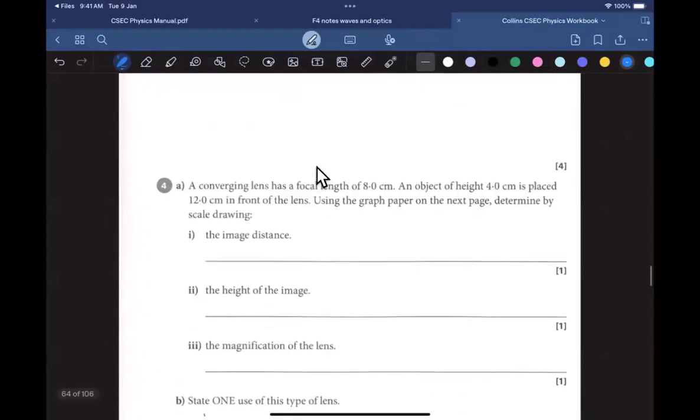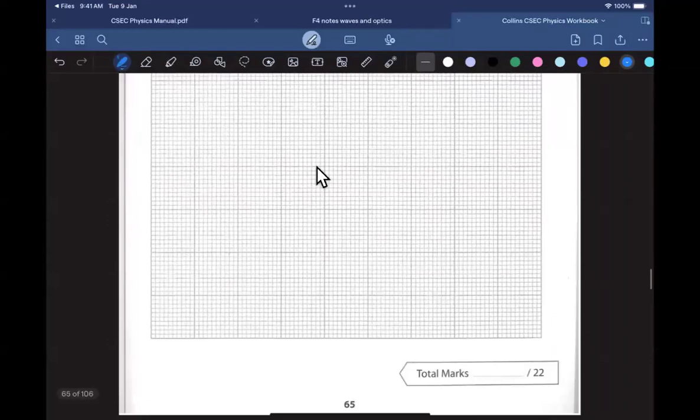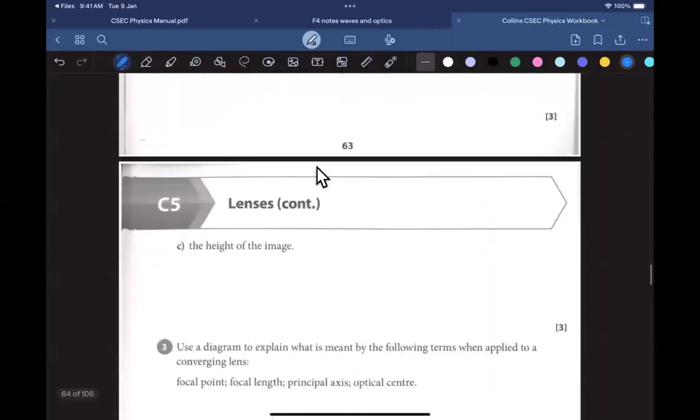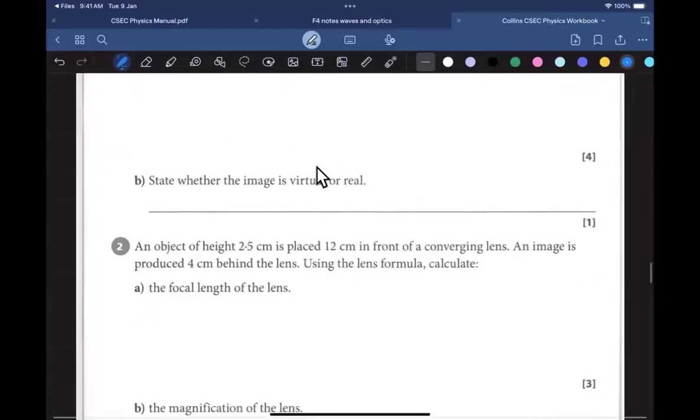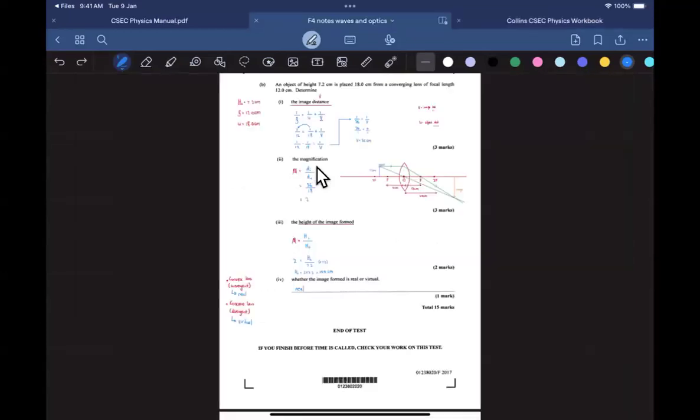No. Yeah, so that question has something wrong with it. If you have a convergent lens, there is no way the image could form behind the lens. That just doesn't make sense, right? I might have to come up with a question.